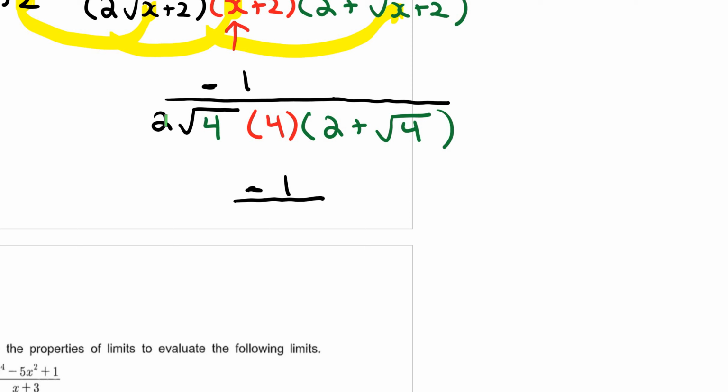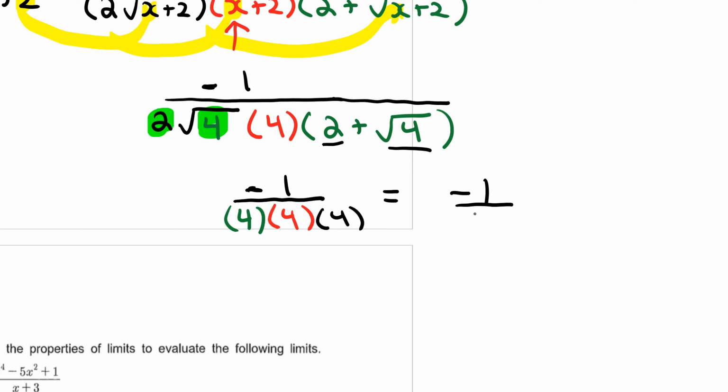Okay, so now we have 2 times the square root of 4. So that's 2 times 2, which is going to be 4. And then we have another 4. And then 2 plus 2 here, right? So 2 plus 2 is also going to be another 4. So our final answer is going to be negative 1 over 4 times 4 times 4, which is negative 1 over 64.